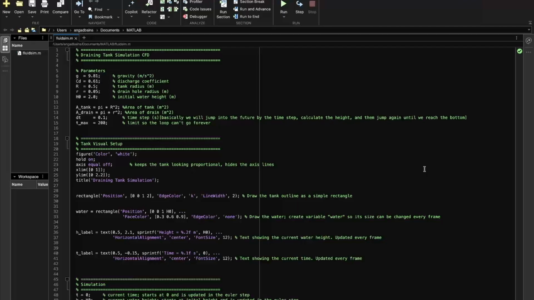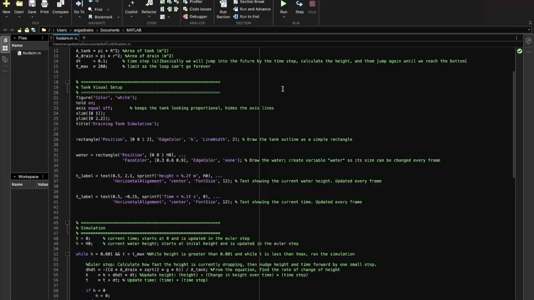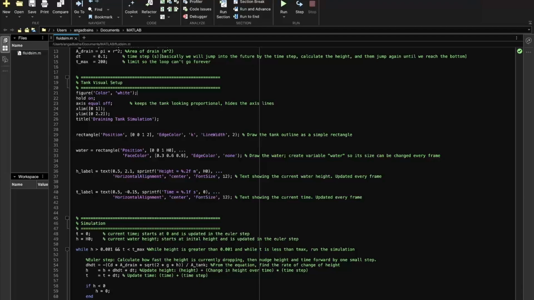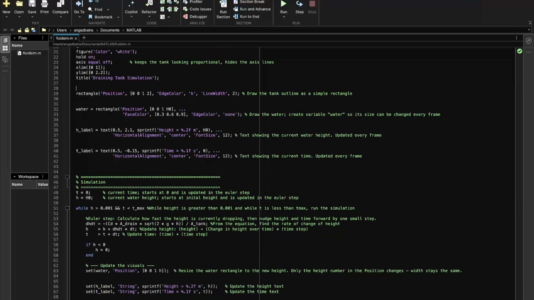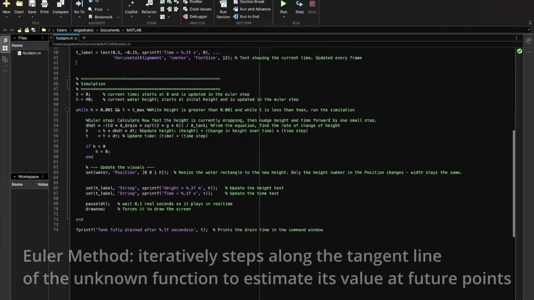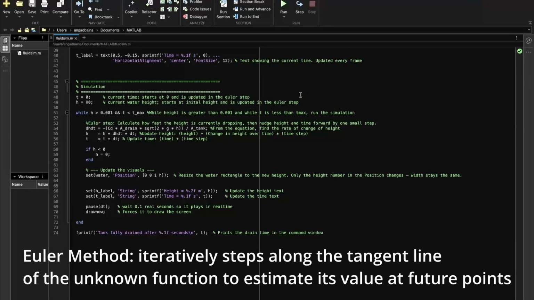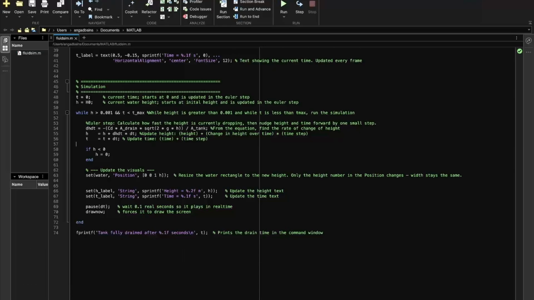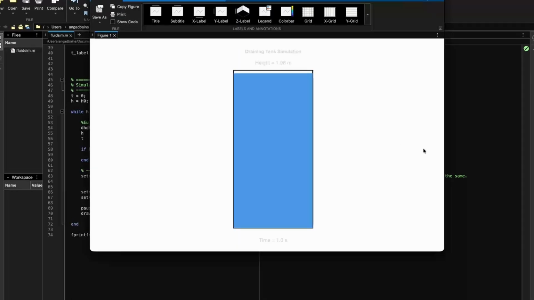Here's a quick breakdown of how the program works. It starts from the same equation, but instead of solving it all at once, it steps forward in time in small increments, 0.1 seconds at a time. At each step, it works out how fast the height is currently dropping, applies that small change, and then moves forward in time. And then when you repeat that a couple thousand times, you get the full drain animated in real time. This stepping approach is actually called the Euler method, one of the simplest numerical techniques there is, but it works well here because the time step is small enough to stay accurate.